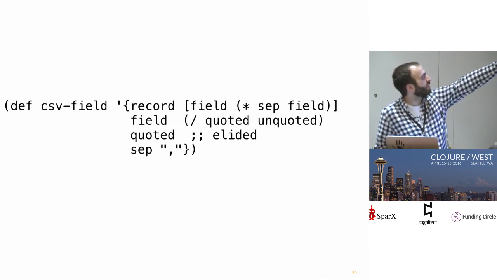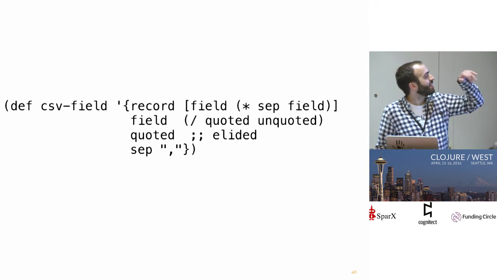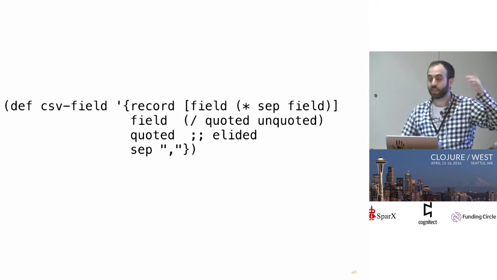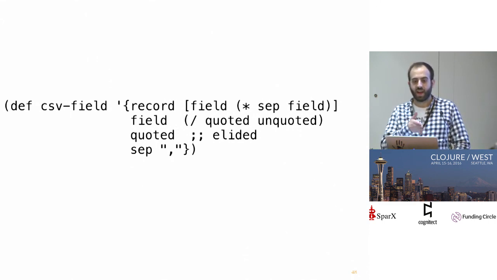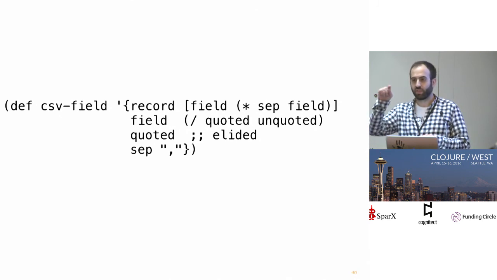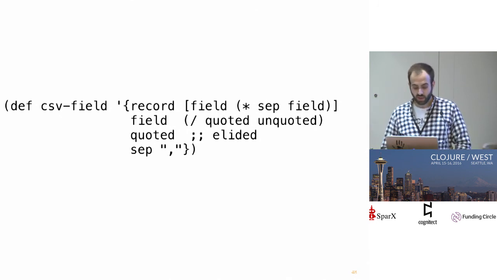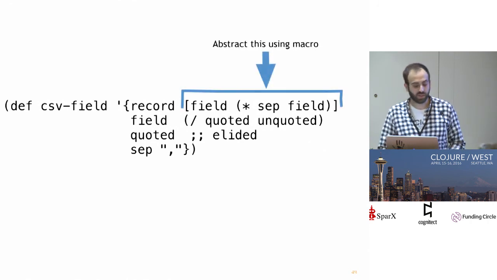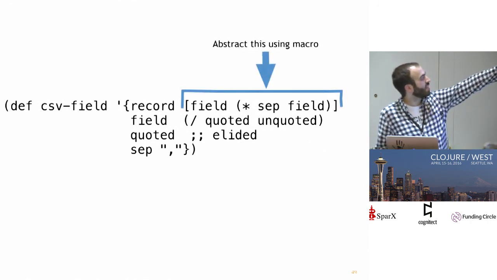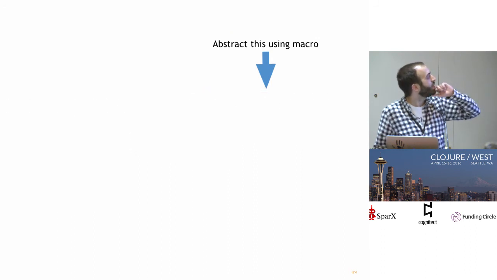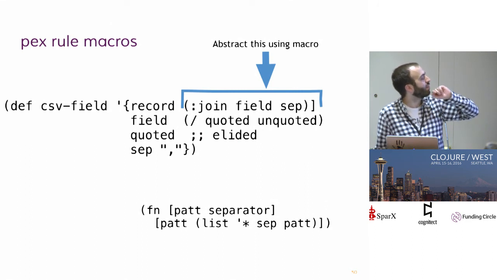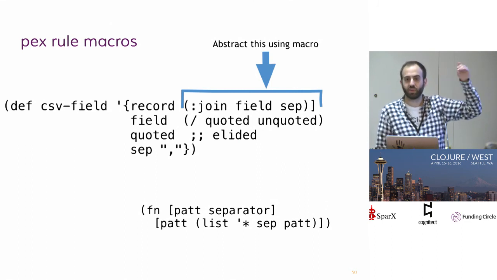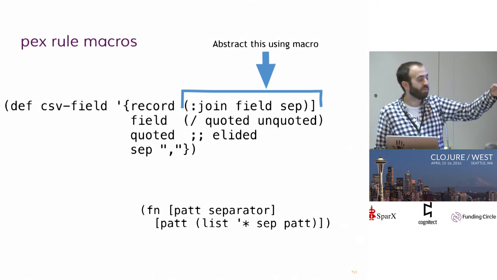But that first line where it says field and then a separator followed by a field, that's a lot of boilerplate that comes up a lot. So you want a way to abstract it. You want a way to describe that idea of just repeating something with an interspersed separator. So there's a macro system in the grammar where you can take some boilerplatey looking thing and abstract it away using a macro. And a macro is just a rule. It's like a higher order rule. It's a rule that takes in a rule and then emits another rule.